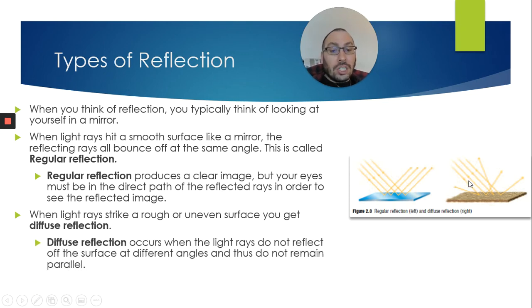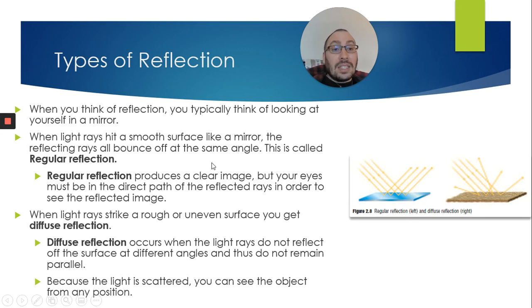Diffuse reflection occurs when the light rays reflect off the surface at different angles, and thus they don't remain parallel. So they're bouncing all over the place. This one is coming in here and bouncing out that way. This one is coming down here and bouncing over this way.